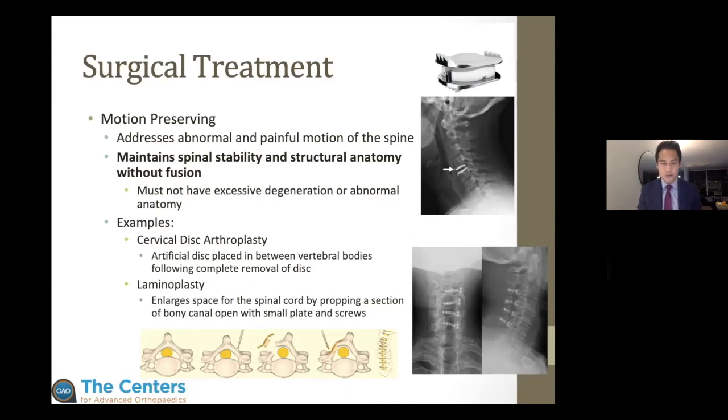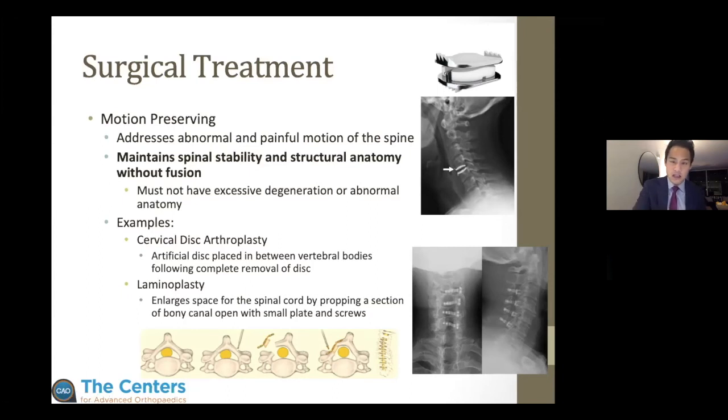Here in these motion preserving procedures, what we've done is we've decompressed the spine, and then we've implanted hardware that allows you to continue to have motion. The two examples I have here are a cervical disc arthroplasty, or cervical disc replacement. At the top, what you see is that this physician has removed the disc that's causing compression of the nerves. And instead of putting a bone graft in there that allows for the bones to fuse, they've inserted this metal and plastic piece of hardware that allows you to maintain motion in your spine.